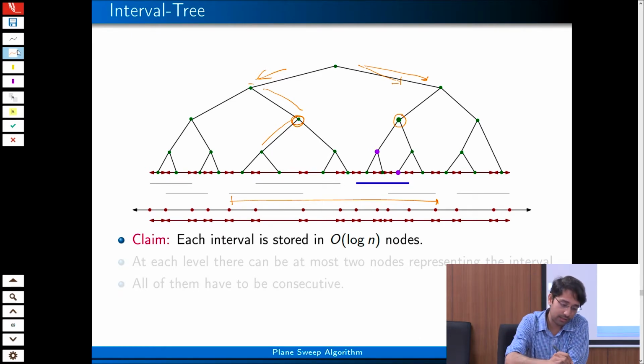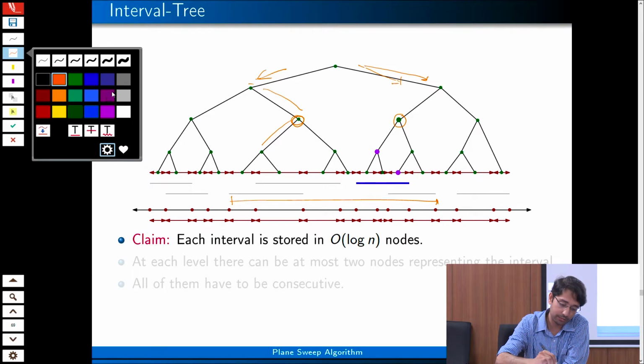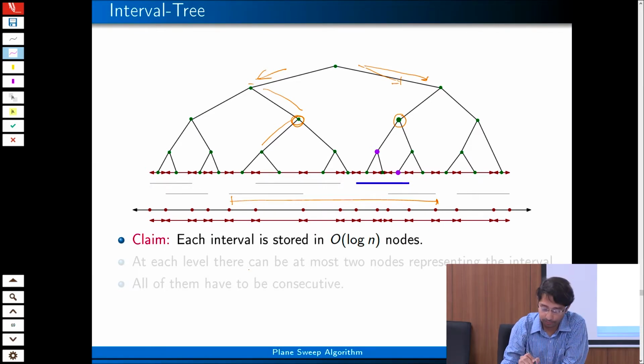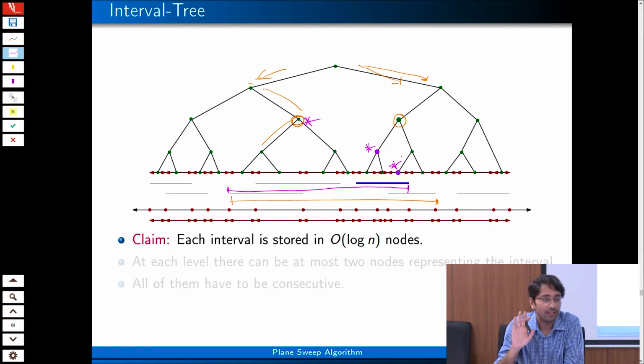So what I have drawn is the representation for the purple one. This interval will be stored here, here, and here. Right? So at least to a few people it is clear how the interval is stored. I hope that all of you understand how the interval is being stored. If you don't understand, please raise your hand. I will give another example. It's not clear? Okay.